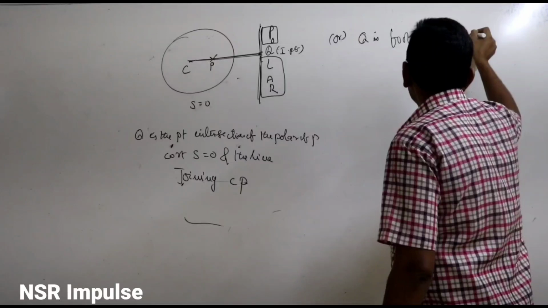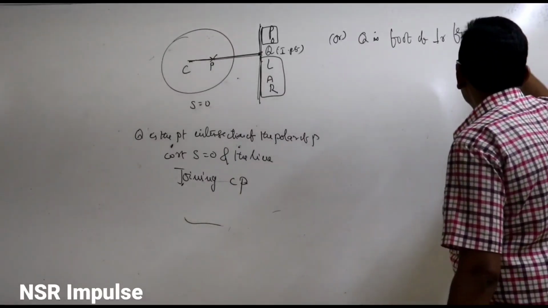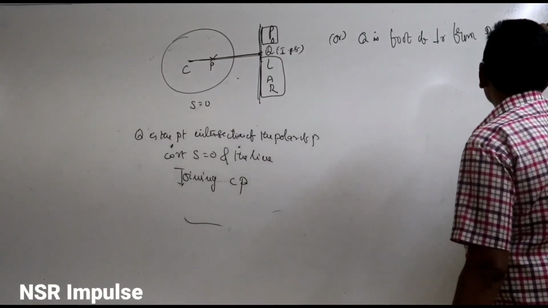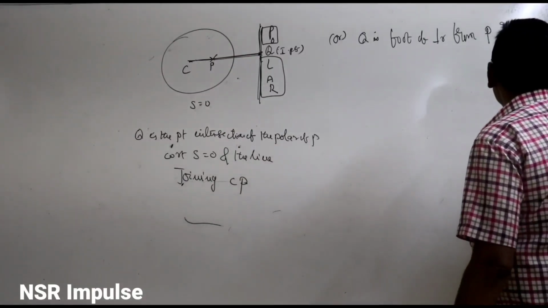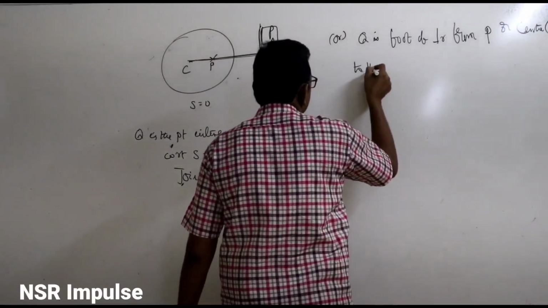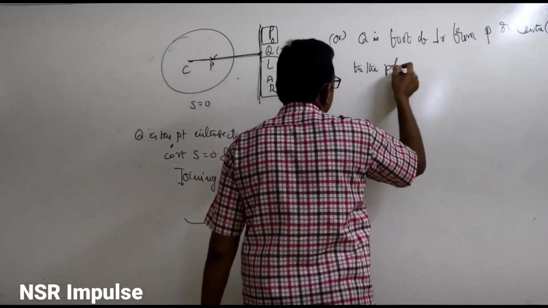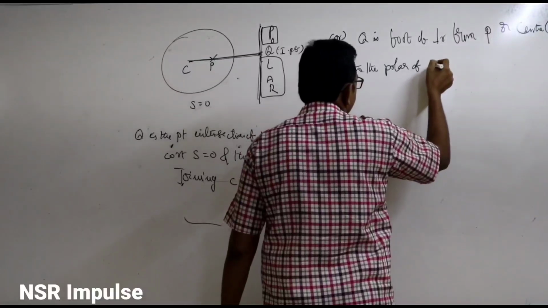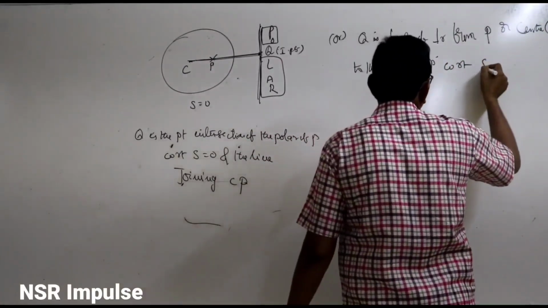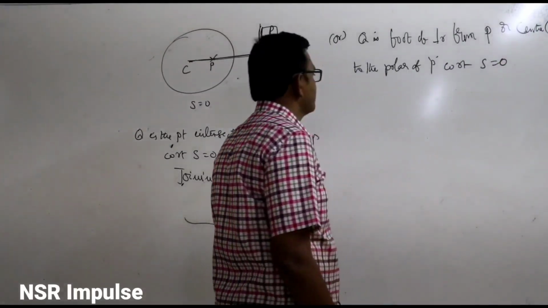from P or C, where C is the center, from P or C to the polar of the point P with respect to the circle S equal to 0.